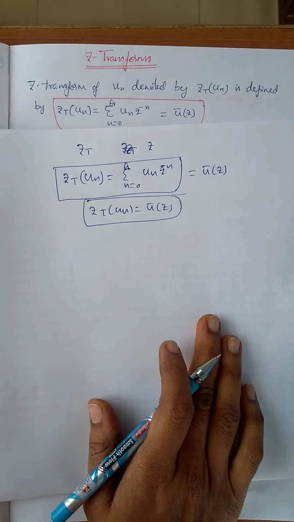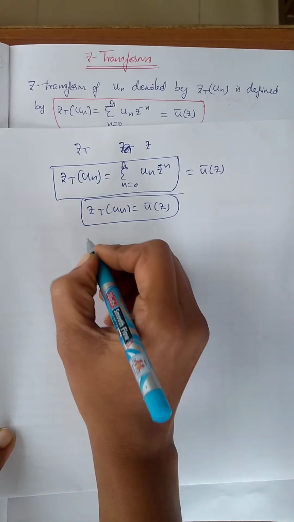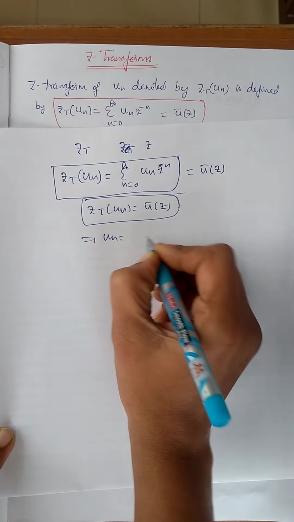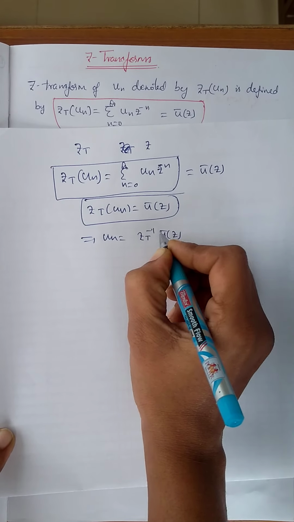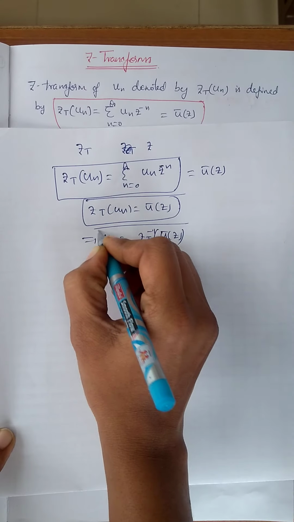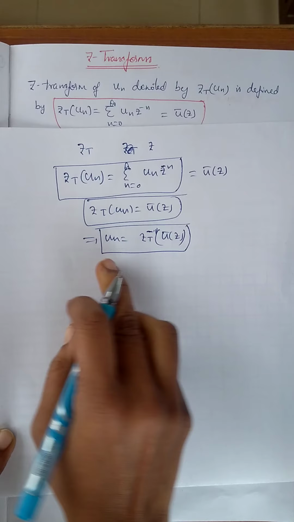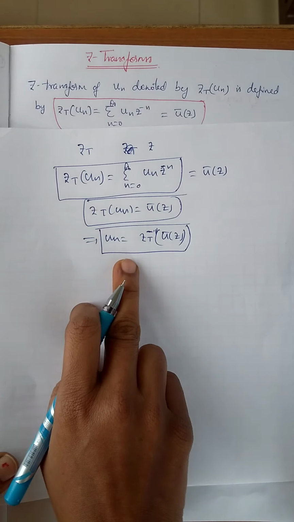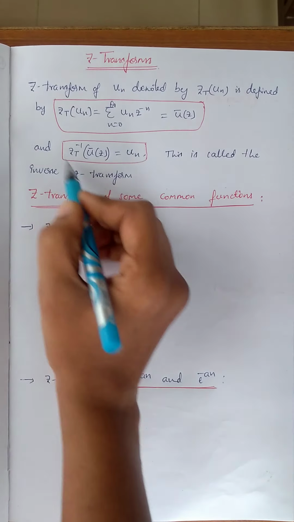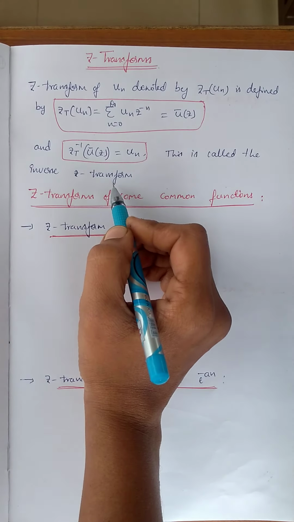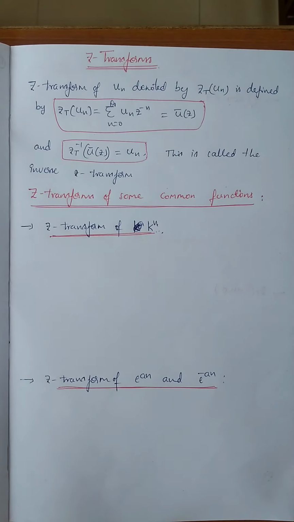Next, the inverse Z transform. Inverse Z transform means we just transfer this ZT symbol to this side, and we will get u(n) is equal to Z inverse of U bar of z. This is nothing but the inverse Z transform, represented by ZT inverse of U bar of z is equal to u(n). So using this definition, we can find the Z transform of some common functions.